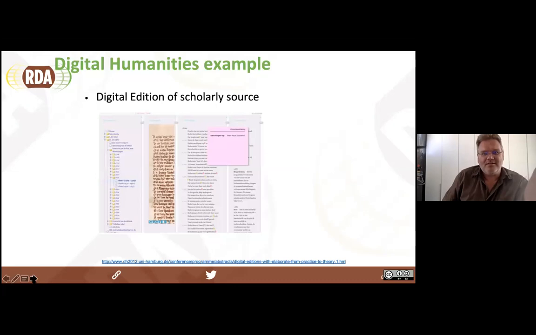So digital humanities, an example, just an at random example. This is a screenshot of a tool where a digitized historical document you see in the middle has a transcription on the right with annotations, and on the left you see a structure of this source. So now you really use digital tools to do humanities research. This is an at random example, just to define the field.